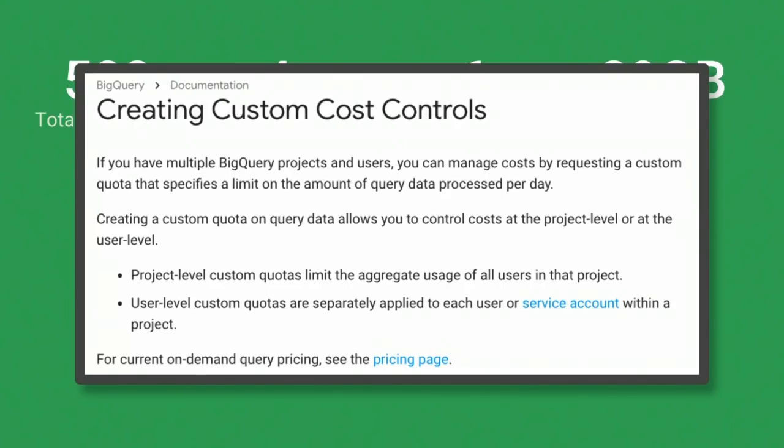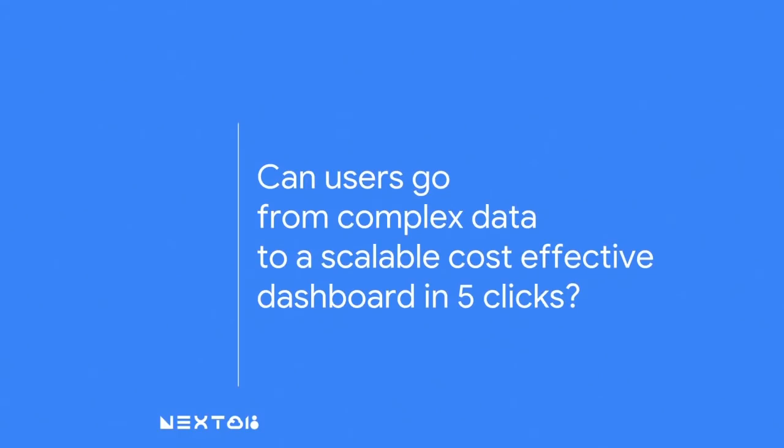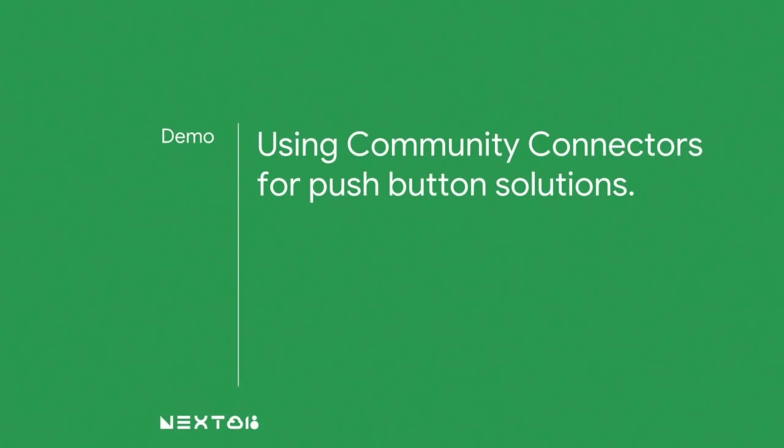So what we could do is, everything that we just looked at, you have this caching mechanism, you have templates, and you have scalability. We can put all of these together into one solution. And that is, how can your users go from complex data to a scalable, cost-effective dashboard in 5 clicks by using community connectors? Exactly. And with the community connector, we will be able to encapsulate all of this logic without having the users need to know all of these tricks.